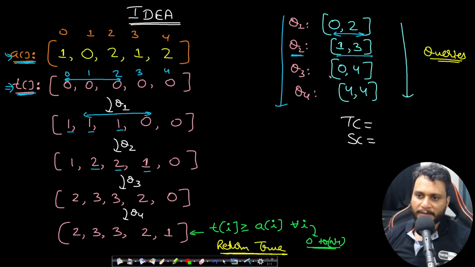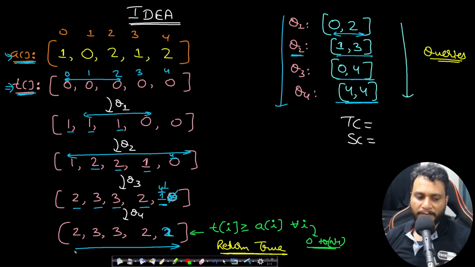Now on this result, if I apply 0 to 4, okay, 0 to 4, then the values will become 2, 3, 3, 2, and this will be 1 here, because this is index number 4. So this will become 1, right? And if I apply query number 4 from 4 to 4 on this, so index 4 is this one, 4 to 4, so this becomes 2 here, right? So this is the final transform array that I get starting from all zeros. You get 2, 3, 3, 2, 2.